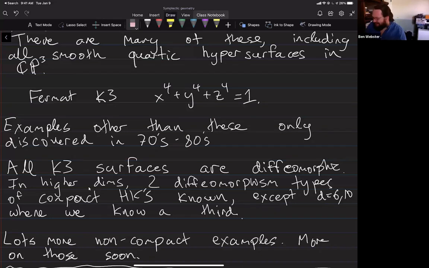I would become a big fan. So I shouldn't put down K3 surfaces at all, because they are quite interesting. But there's not much else out there in the compact hyperkähler world. But there are lots of non-compact examples. So there definitely are some out there.